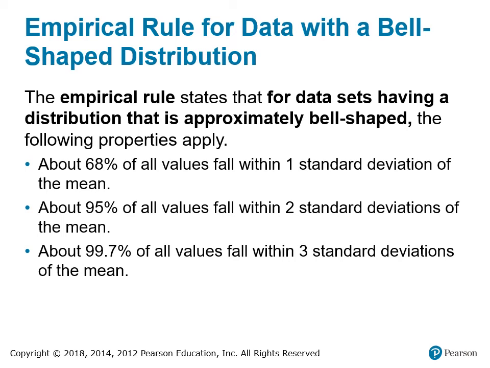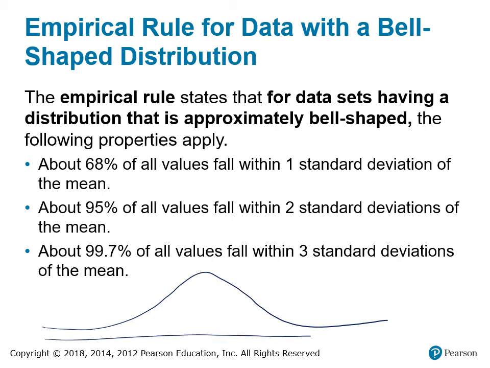We talked about distributions last week. We talked about a bell distribution and what it looks like. It has this basic shape when we draw it. The empirical rule tells us where our data will fall in relation to the mean and the standard deviation. There are three main numbers here. 68% of all our data values will fall within one standard deviation of the mean.